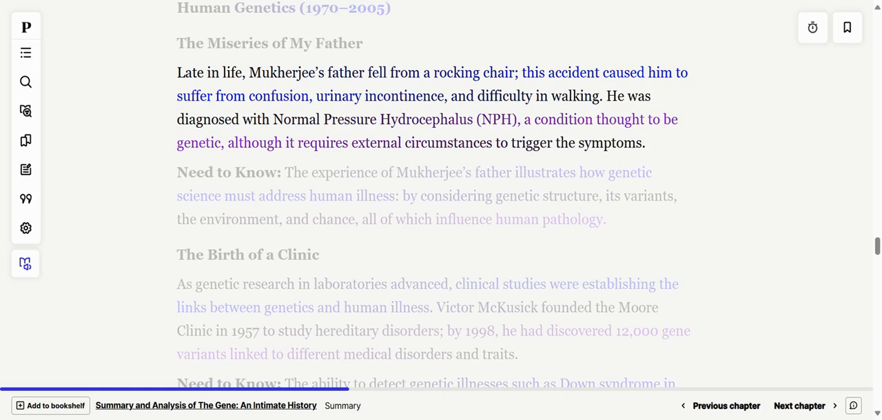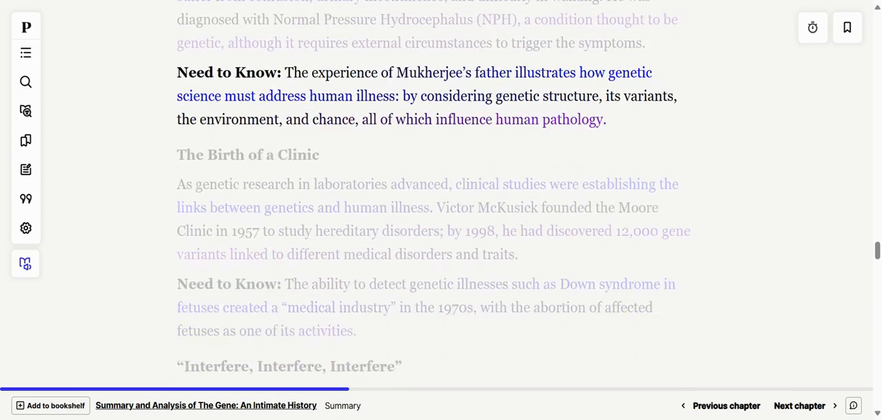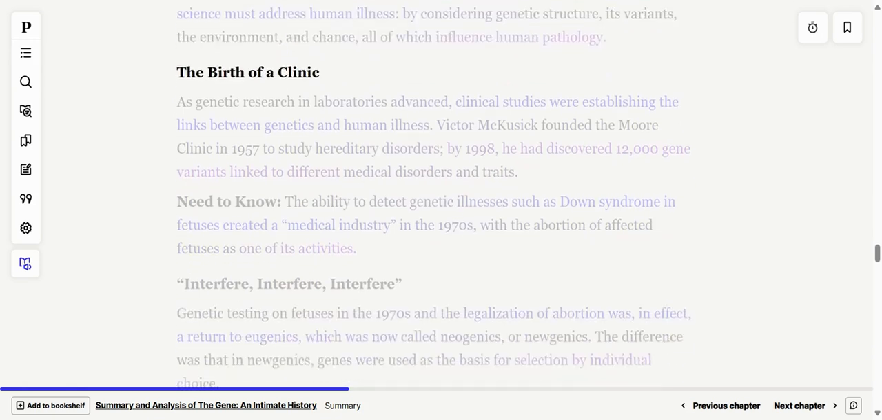The birth of a clinic. As genetic research in laboratories advanced, clinical studies were establishing the links between genetics and human illness. Victor McKusick founded the Moore Clinic in 1957 to study hereditary disorders. By 1998, he had discovered 12,000 gene variants linked to different medical disorders and traits.